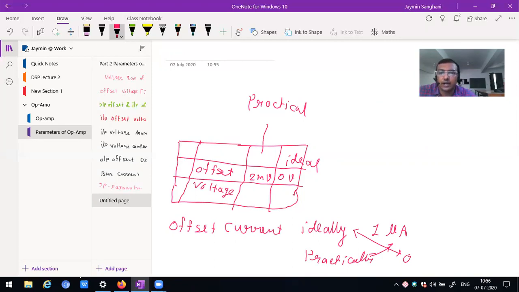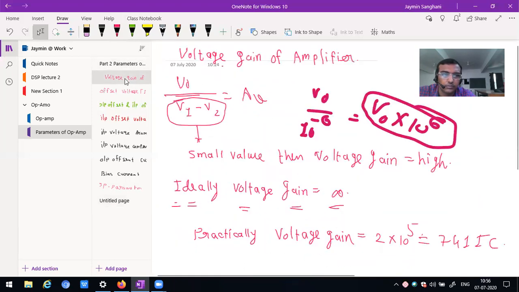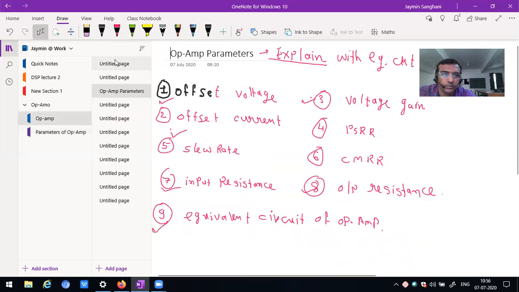This was the second part of my lecture, parameters of the Opamp. In the third part of the lecture, I will explain the other parameters of the Opamp, which are slew rate, PSRR and CMRR.